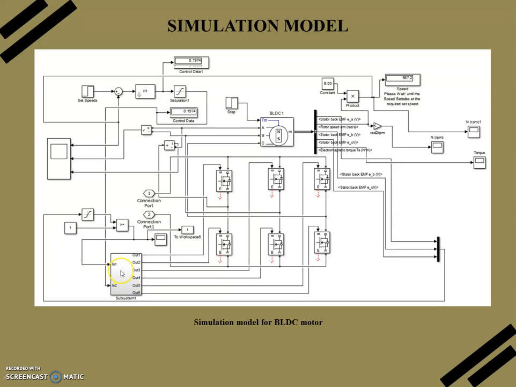The subsystem is nothing but the H infinity controller, which contains weighting functions. Weighting functions are nothing but control knobs. Through adjusting these weighting functions, robust performance and robust stability are obtained.